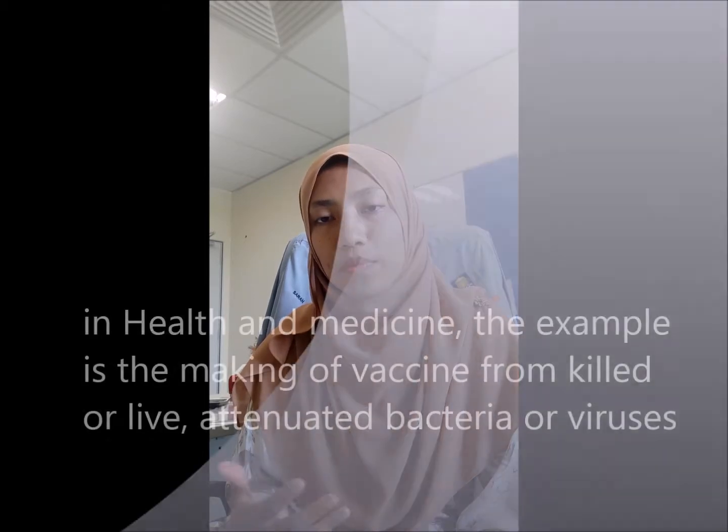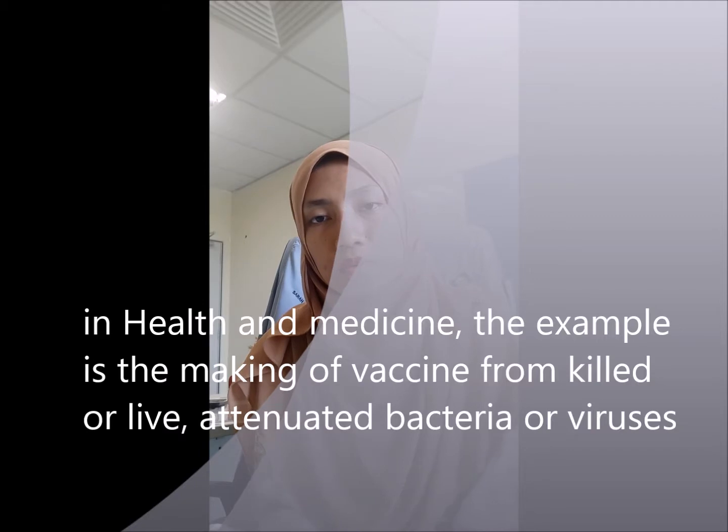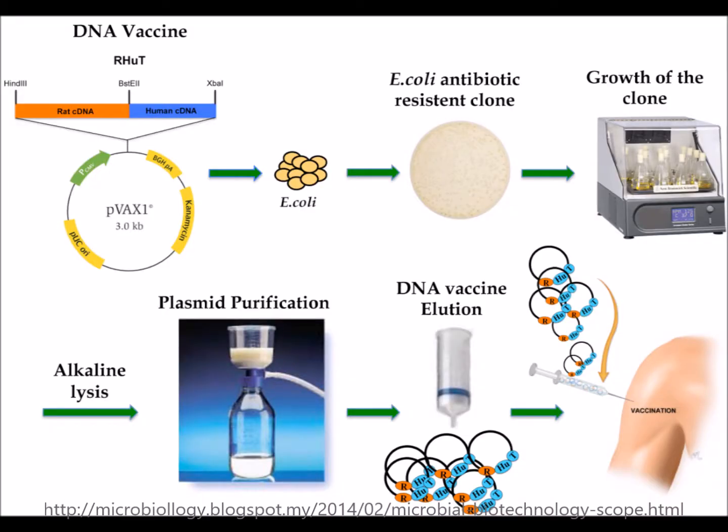Next, we move on to health and medicine, where you have the example of the use of vaccines. A vaccine is something that you inject into your body, but it actually comes from other sources, such as bacteria and viruses, where the bacteria and viruses are either killed or attenuated, weakened, to be put into the host so that the host will confer resistance toward that particular virus or bacteria.